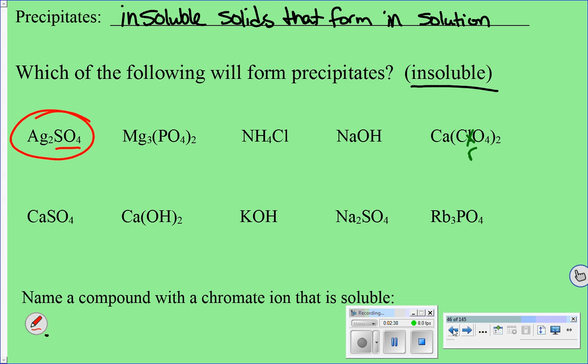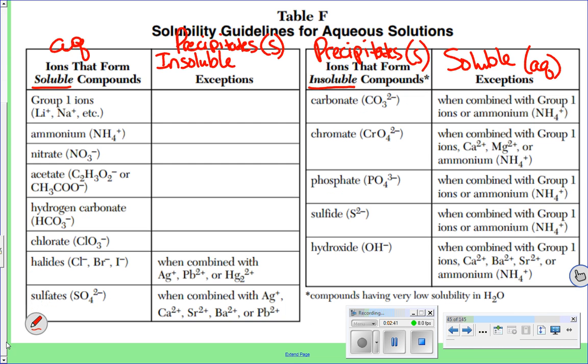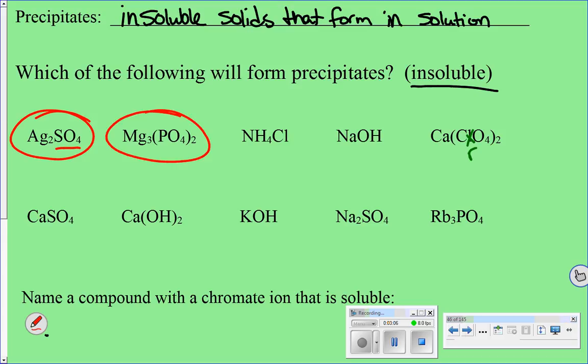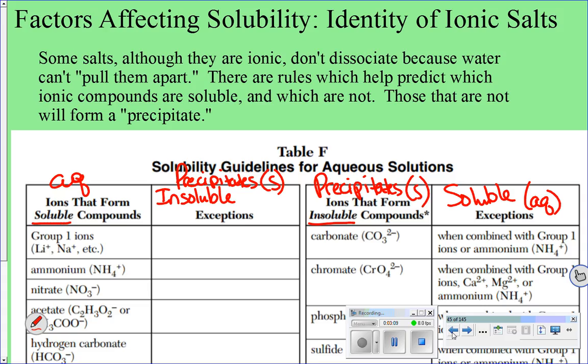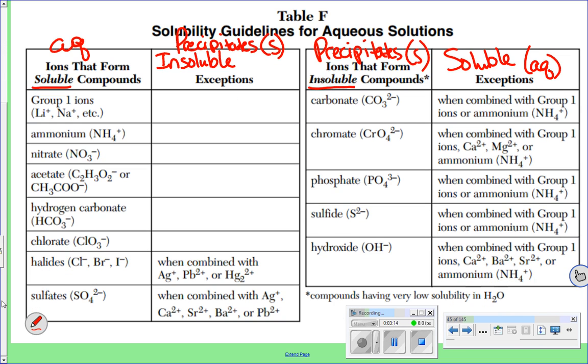Next, I'm going to look up magnesium phosphate. So I'm finding phosphate, and I'm going to see if it's combined with magnesium. Group 1 does not include magnesium. Magnesium is in group 2, and NH4 is not magnesium. So I do not have an exception here, so this is going to fall under my insoluble compounds. This is an insoluble compound as well. This is kind of a weird table. A lot of students find it confusing because it goes soluble, insoluble, then insoluble again, then soluble. So you have to read it carefully.